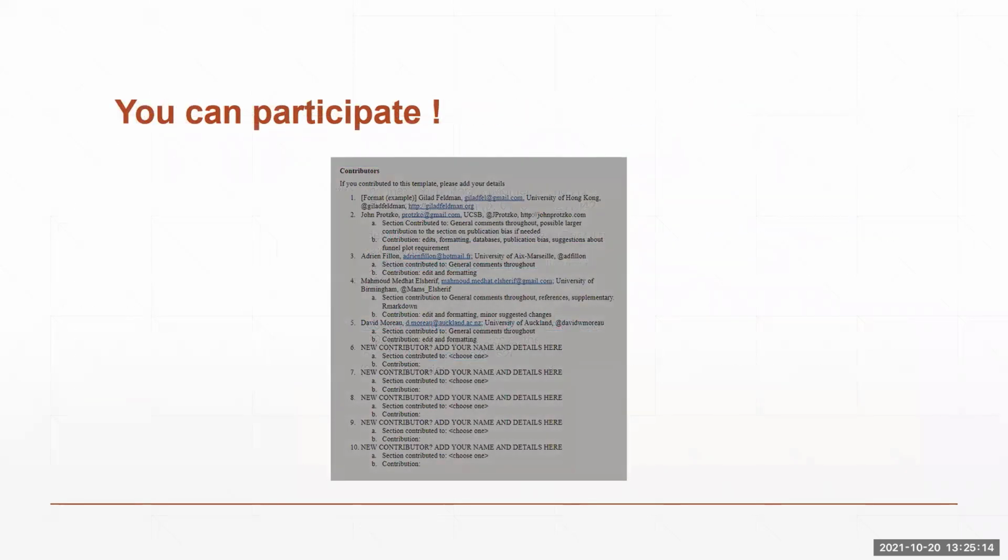And you can also participate to improve the templates. At the beginning of the main manuscript, you have a contributor list. If you think you can add value to the manuscript, you can comment on the manuscript, you can comment on the R code, etc., whatever you want or can, and add your name in the contributors list so that we will improve the templates over time.